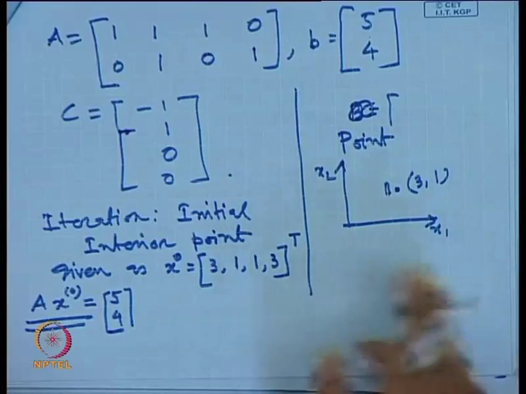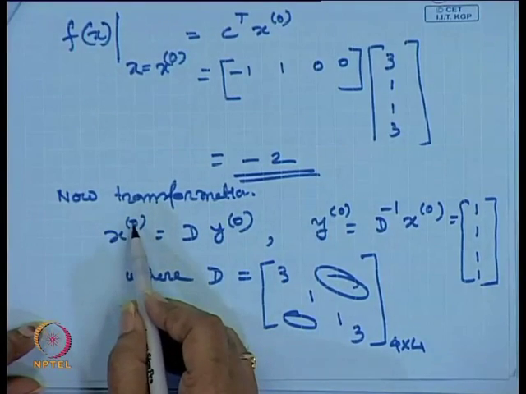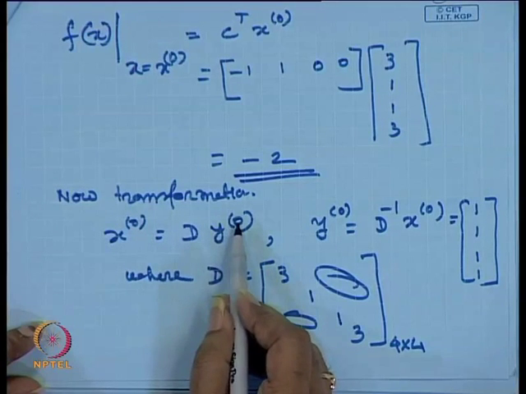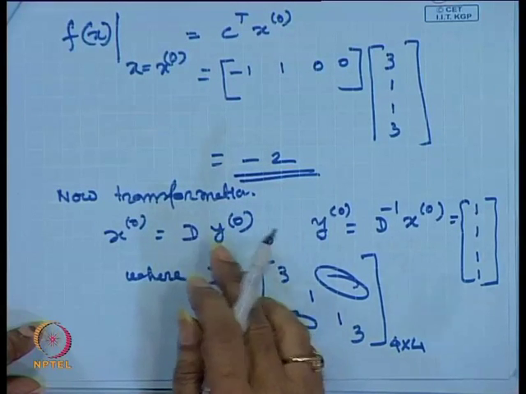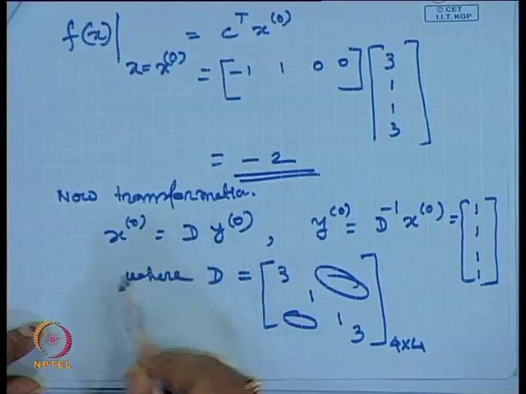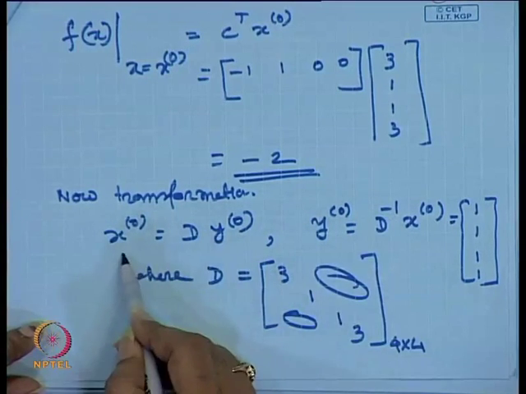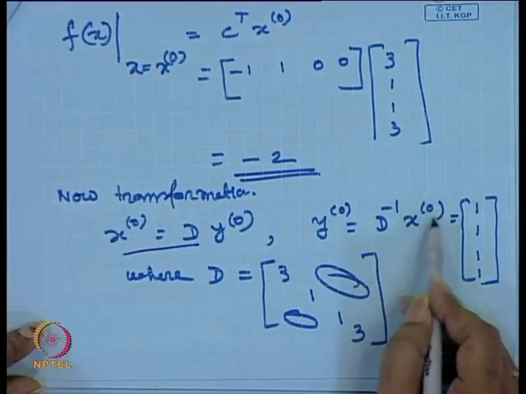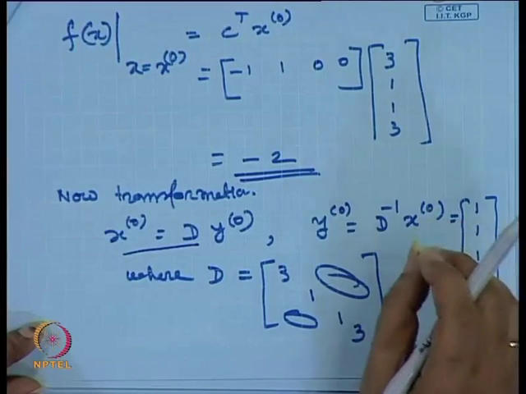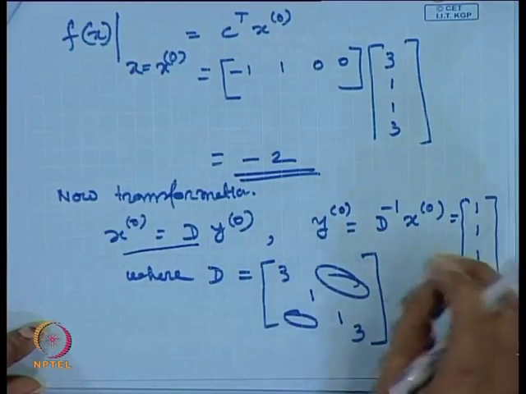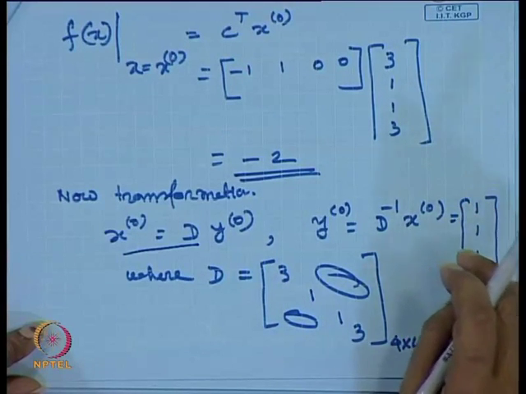Once you take this initial interior point, you see this point is not equidistant from the axes. So what do we have to do? We have to change to new variables by scaling the variables. The new variables are made using x superscript 0, the initial condition, and y superscript 0, the new variables, with d as the scaling factor, or you can say y0 is d inverse x0. So you scale the initial interior point in such a way that in the new coordinate variables, these y1, y2, y3, y4 are equidistant from the axes.